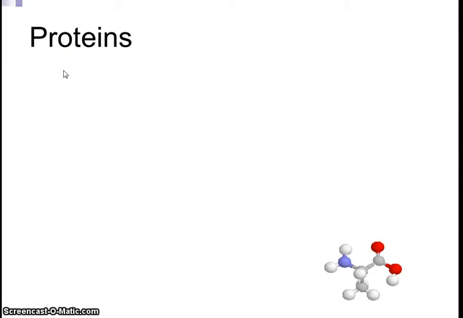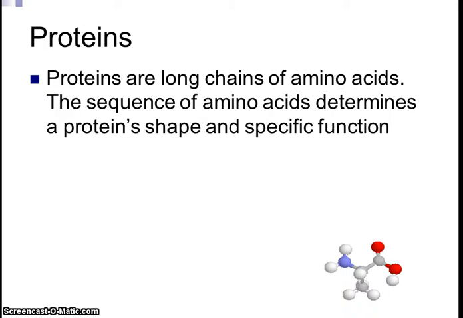Alright, class, now we're going to be talking about proteins. Proteins and nucleic acids are two other macromolecules. So proteins are just big old long chains of amino acids. And depending on where these amino acids are in the protein, it will determine the protein shape and specific functions.